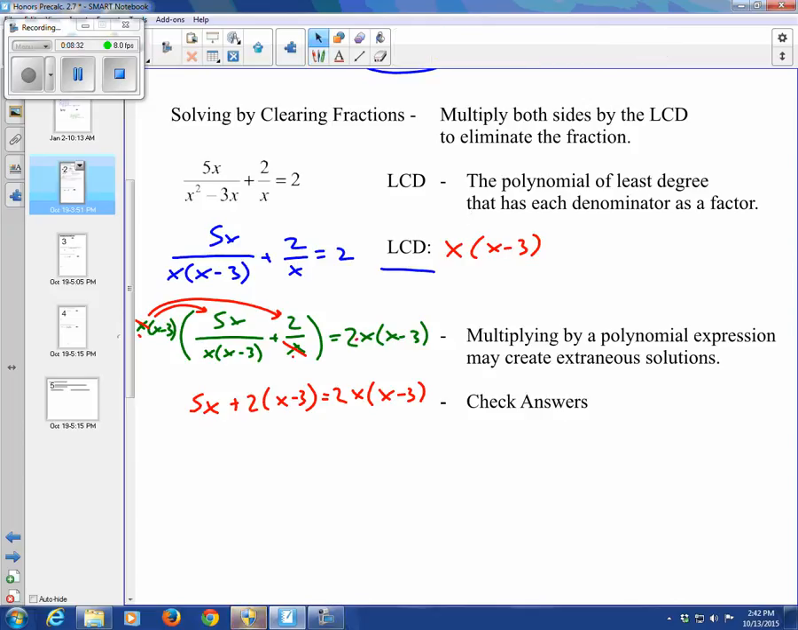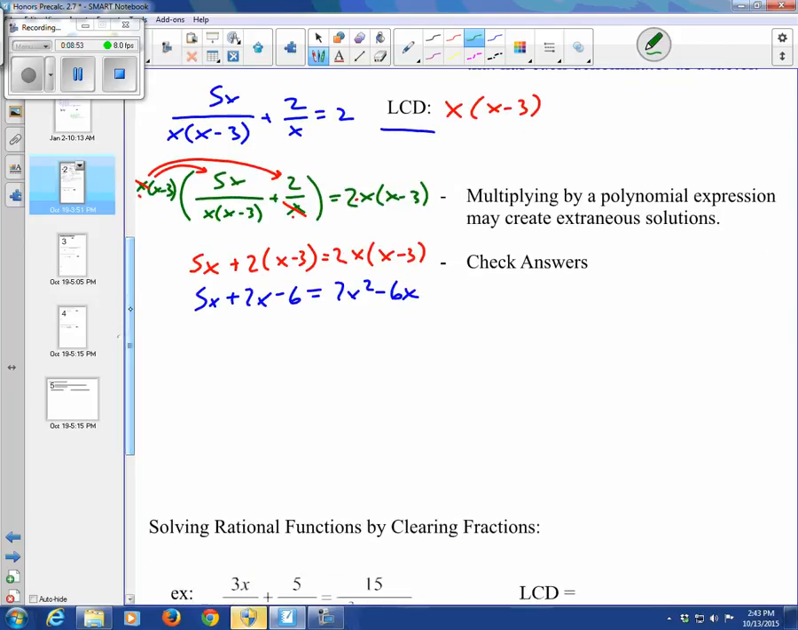Now right here, we can go ahead and simplify both sides. So right here, I can say I've got 5x plus 2x minus 6 equals 2x squared, and then minus 6x, right? Right here, what we can see is that we've got a quadratic equation, so we can bring all of our terms to one side and see if we can factor or use the quadratic formula.